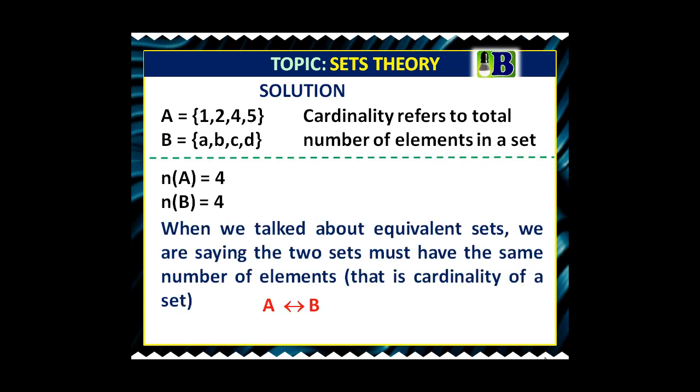So when we talk about equivalent, we are saying the two sets must have the same number of elements. That is the cardinality of a set. Try to recall it. This is the way we normally represent the equivalence of sets: set A is equivalent to B. The reason why set A is equivalent to B is because set A has the same number of elements as set B. The symbol with arrows on both sides is used to identify the equivalence of particular sets.